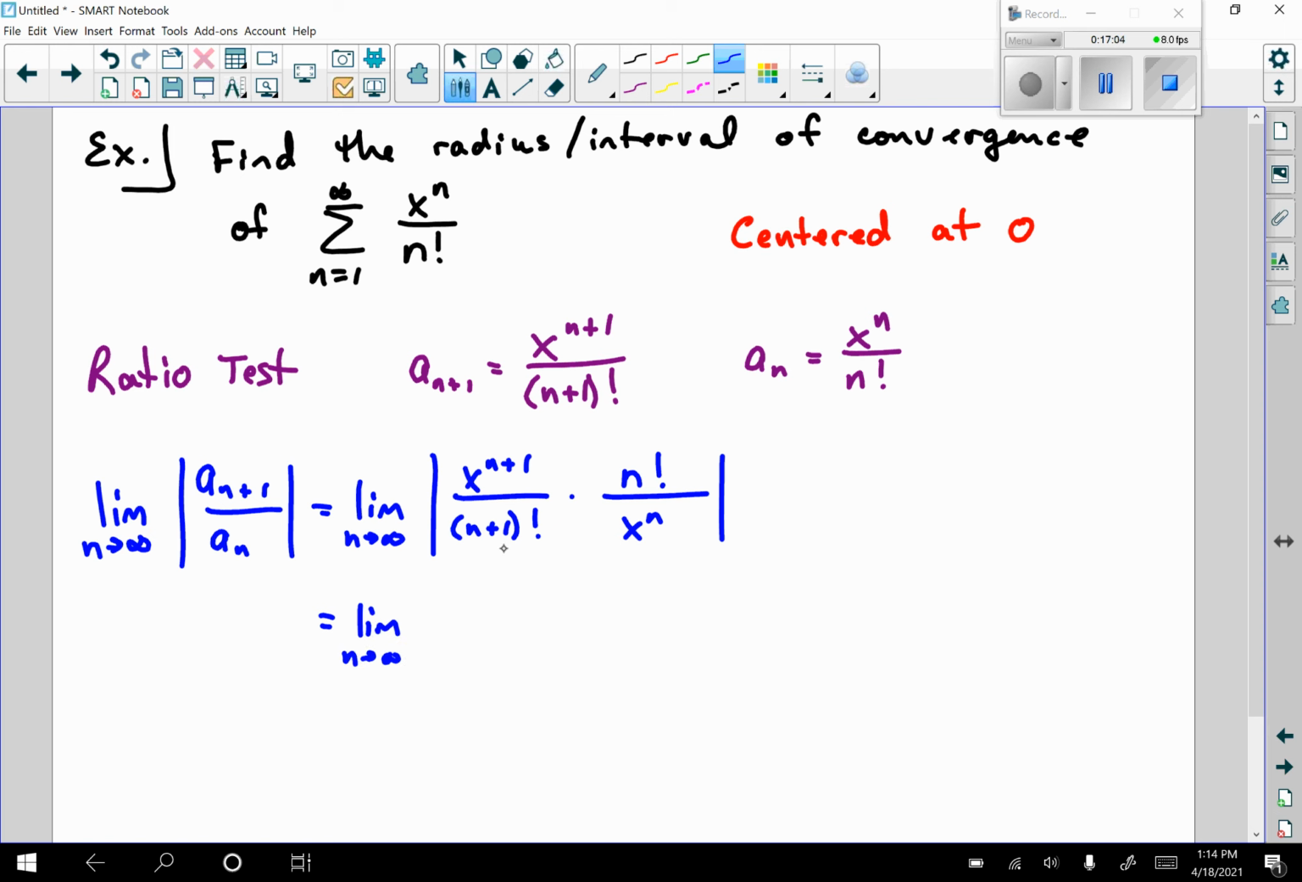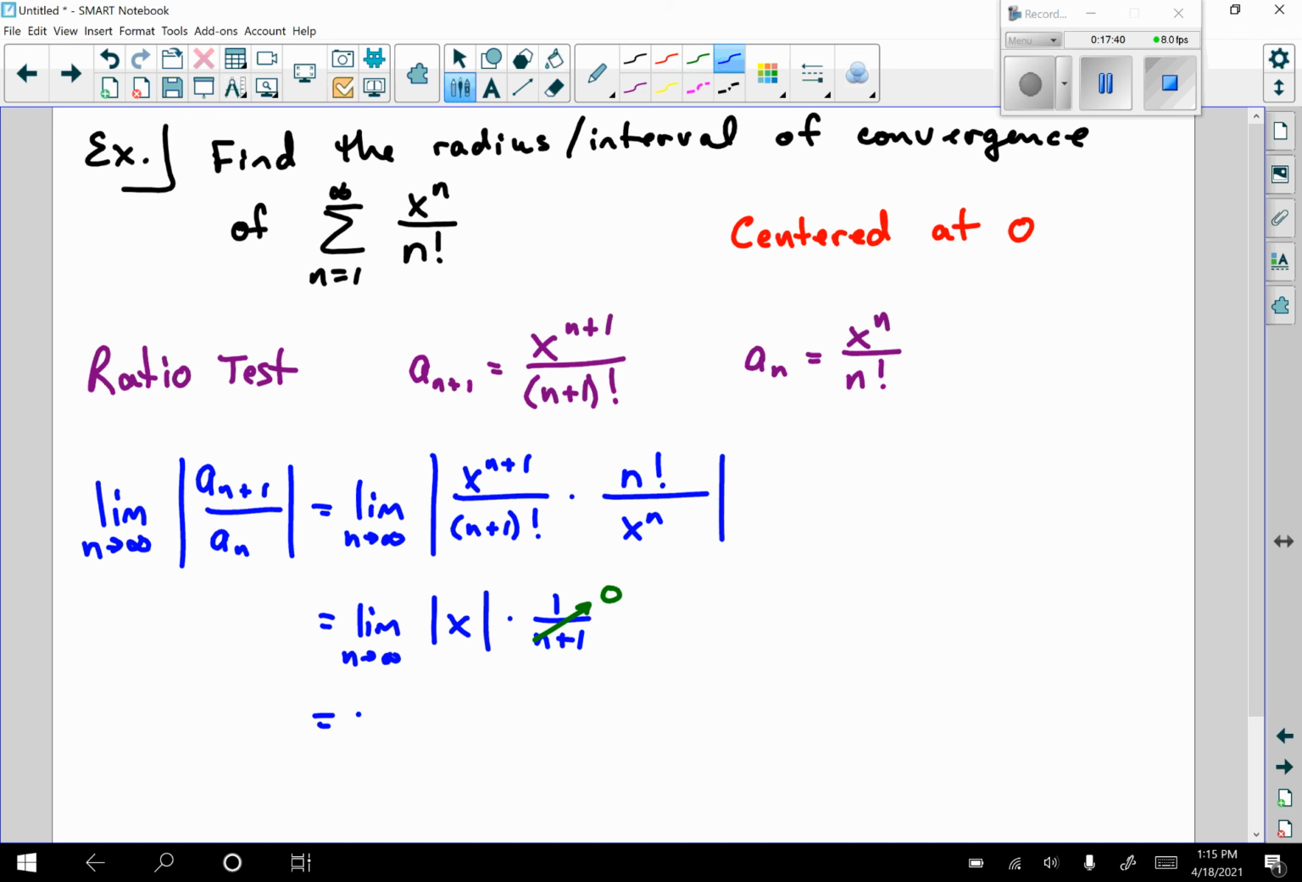And again, we'll kind of switch this around. We'll just get x left, absolute value of x. And then this will become just 1 over n plus 1, because remember, this is n plus 1 times n factorial. So we just get 1 over n plus 1. So as n goes to infinity, this is going to become 0, as our denominator keeps getting larger and larger.